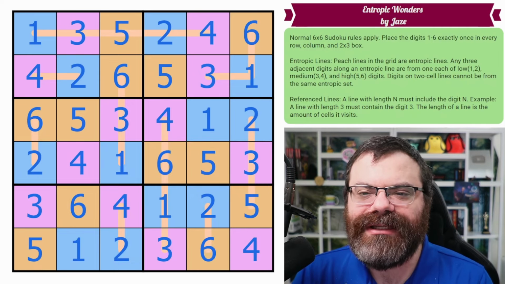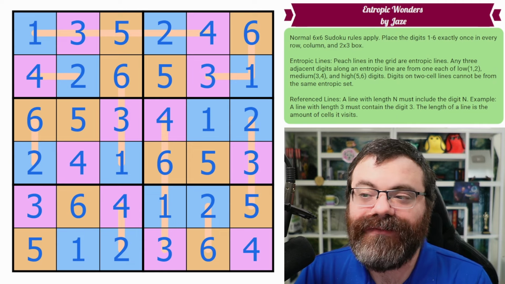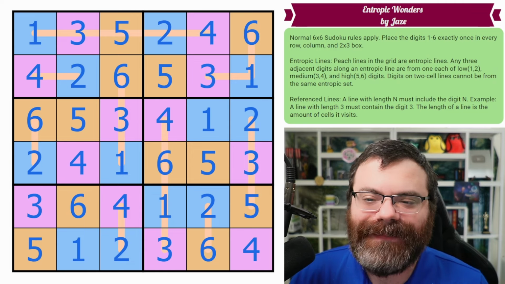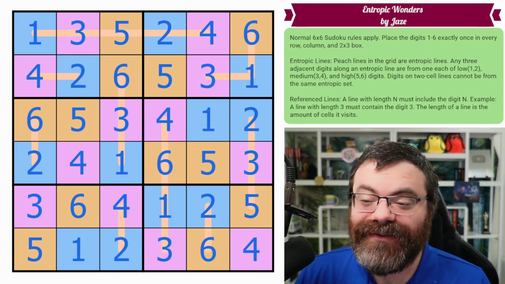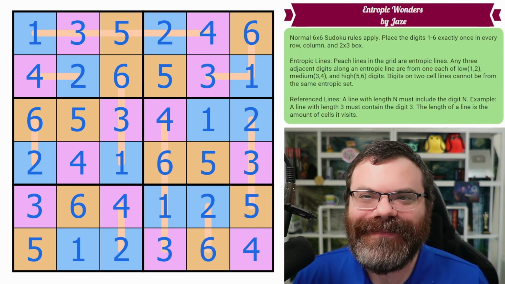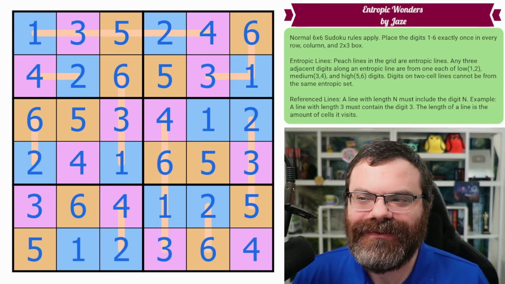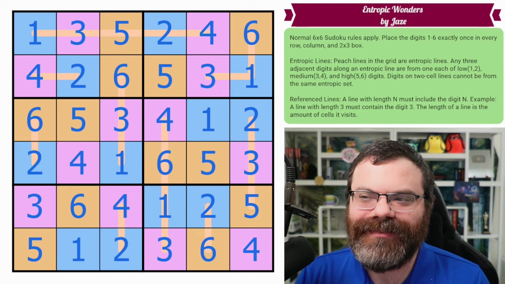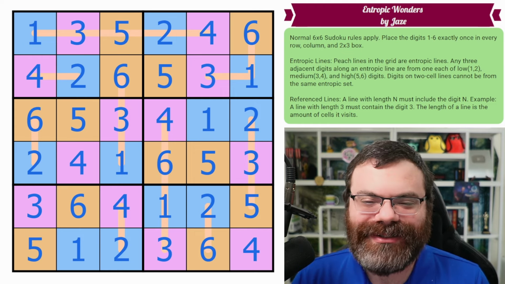All right, it took me a bit to kind of get a grasp on this, but it was really fun. So thanks, Jaze. Looking forward to the anti-reference line Entropic tomorrow. Wonder what the title will be. Put your guesses in the comments for what you think the title of Toyer's puzzle will be. This one's called Entropic Wonders.